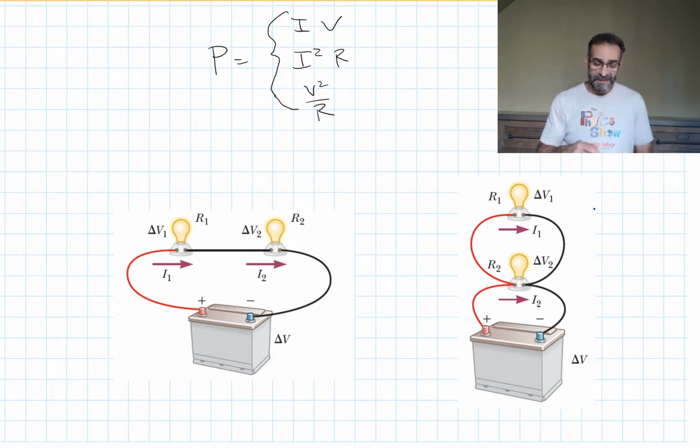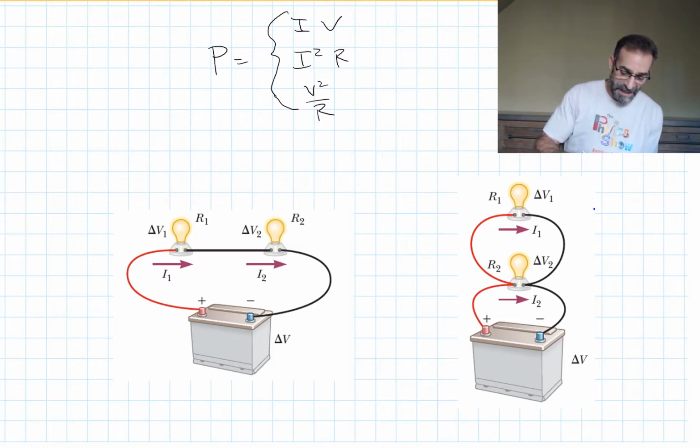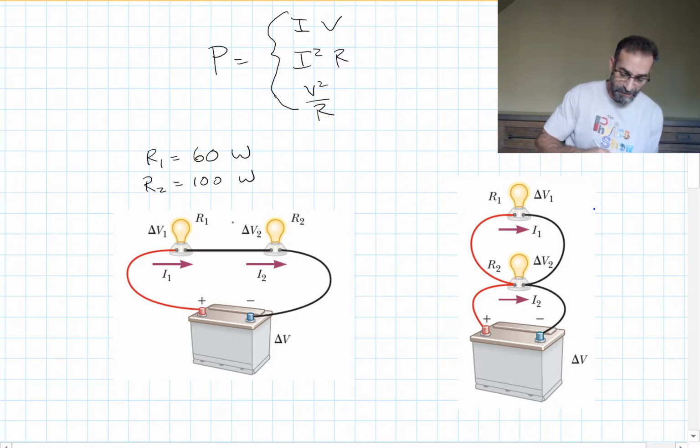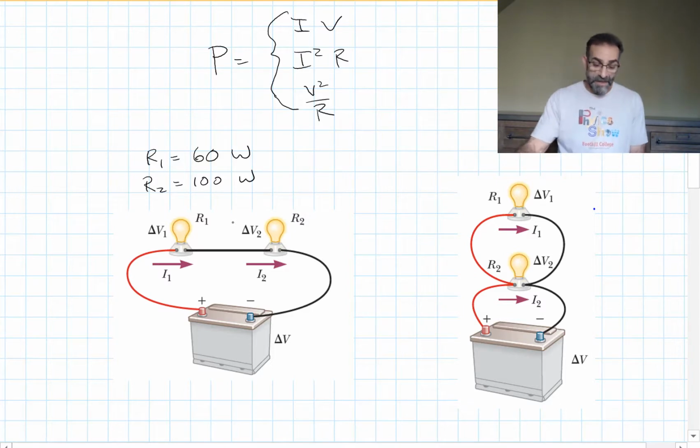Let's say light bulb 1 here is a 60-watt light bulb, and light bulb 2 is a 100-watt light bulb. If we hook them up in series, like I show on the left, which one will be brighter? And how much power will each one dissipate?